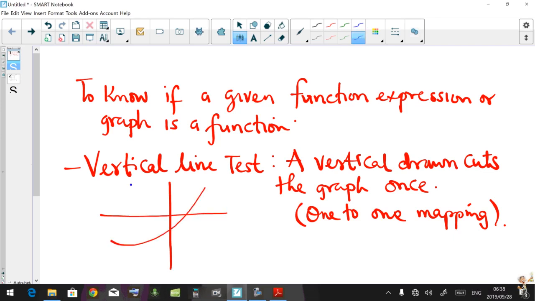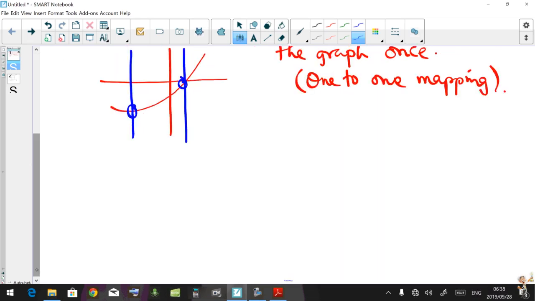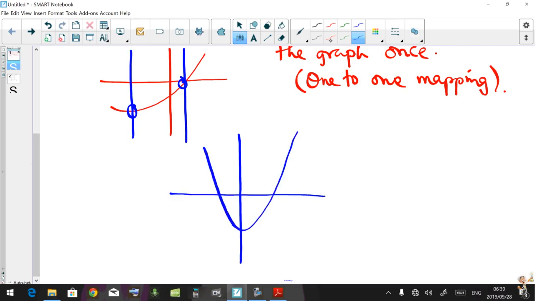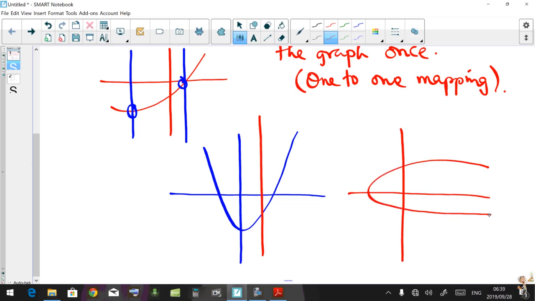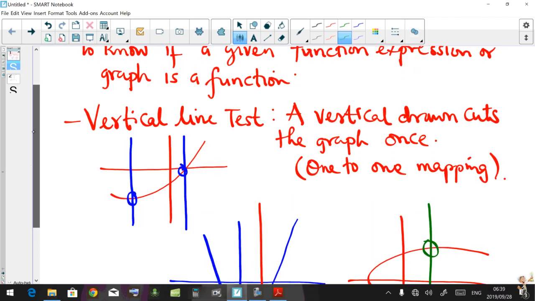If you look at this, if I were to draw, that's a function. A vertical line would only cut this once. Somebody's thinking about a parabola. Yes. If you have a parabola, where's your vertical line? Once. That's a function. But if I have something like this, what happens with a vertical line? That is not a function. So for every x value, there is only one corresponding y value. That's the rule for a function, a vertical line test.